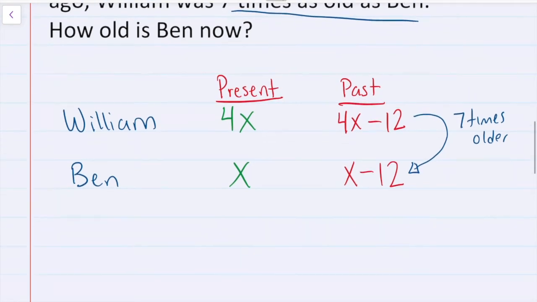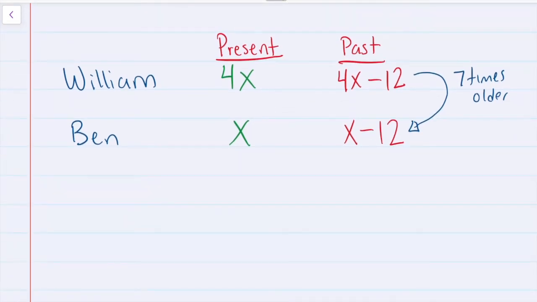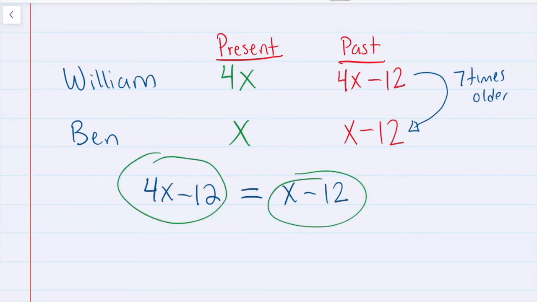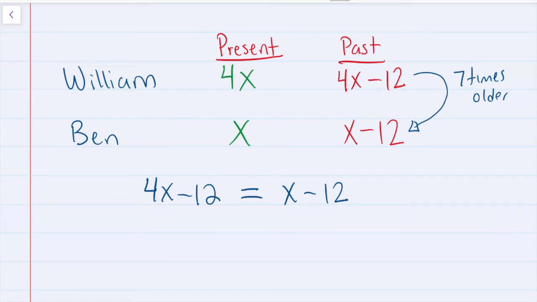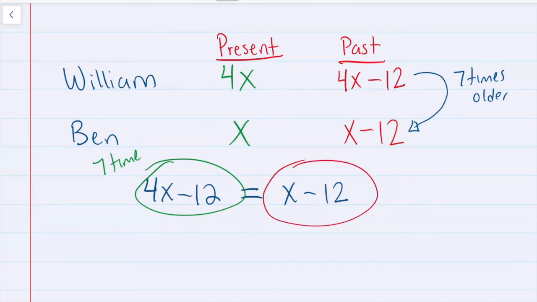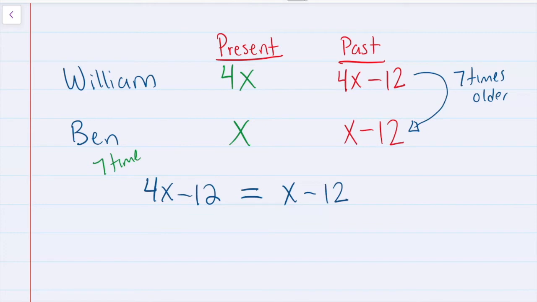Well, to do this, guys, how about we set up an equation? Look at this. If we set up the equation 4x minus 12 equals x minus 12, is this equation really true? Are both sides equal? Not really, because which one is 7 times older? We said William is 7 times older. So if William is 7 times older, what can we do to this side to make it the same? If this is 7 times older, couldn't I just multiply this whole thing by 7? And now it's going to be an equation. So here we go, let's see what happens.